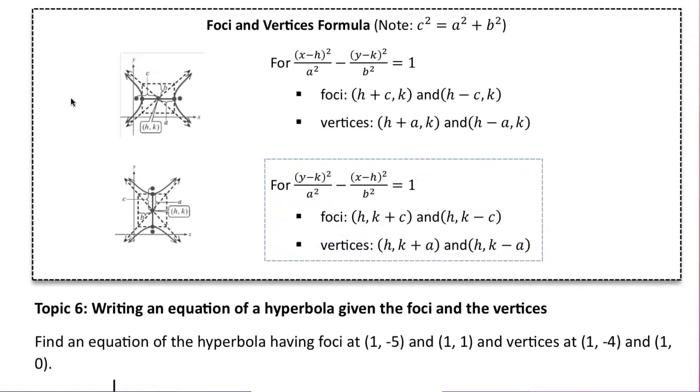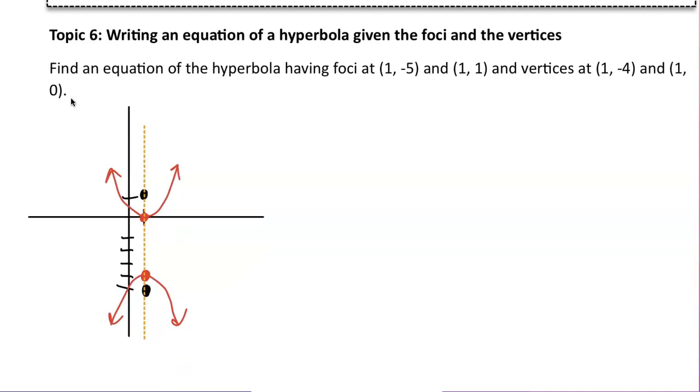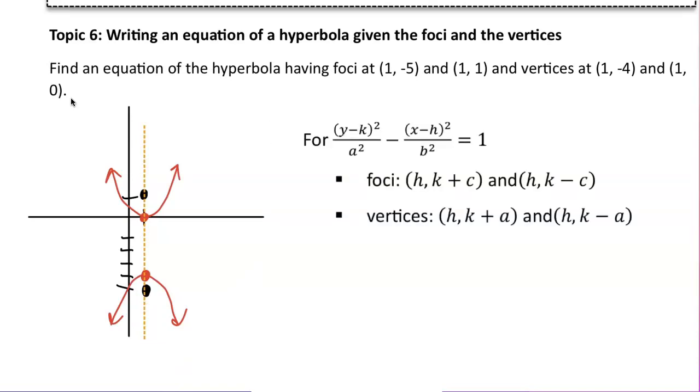Now let me just copy all of these formulas that we need, okay? That will help us. So our job is to write an equation that looks like this. And in order to write an equation that looks like that, we just need 4 numbers. We need h and k, and remember what those are. Those are the center point. So we need to find the center.